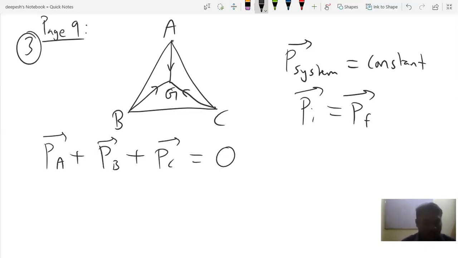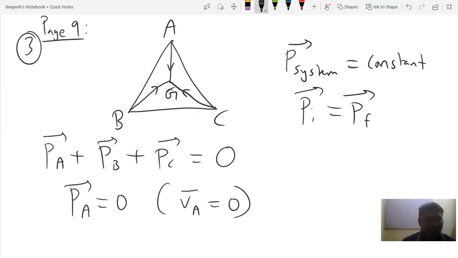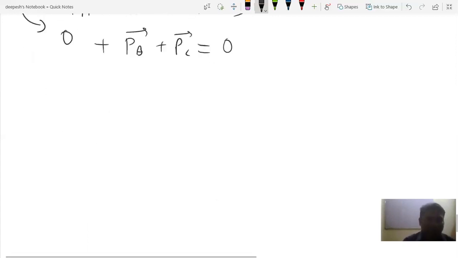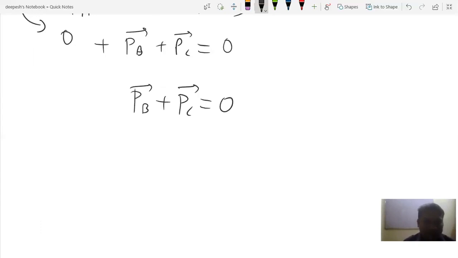Now, in this case, we are given momentum of A is 0. Why is it 0? Because it is given A after collision comes to rest. The velocity of A is 0. So we can say momentum of A is 0. Now if momentum of A is 0, then 0 plus momentum of B plus momentum of C is 0. So PB, momentum of B, plus momentum of C is 0, which gives us momentum of B is equal to minus momentum of C. So mass into velocity of B is equal to mass into velocity of C.